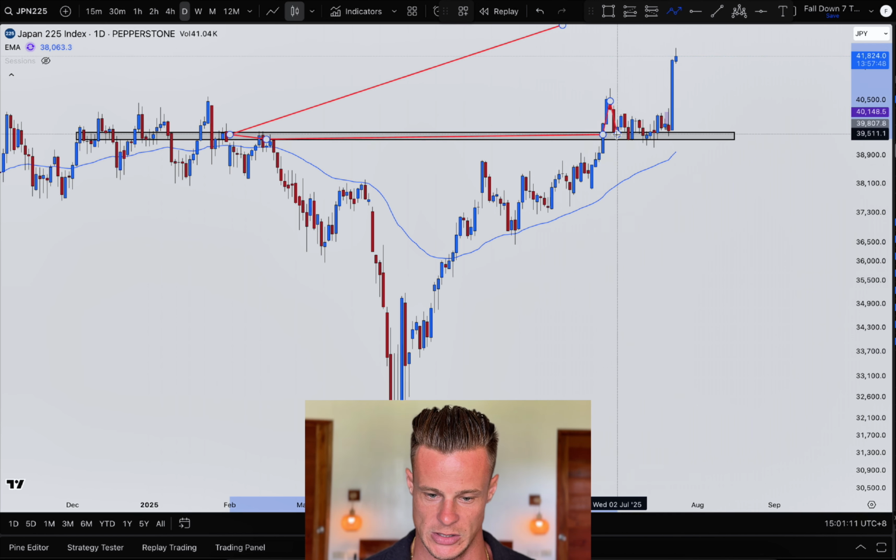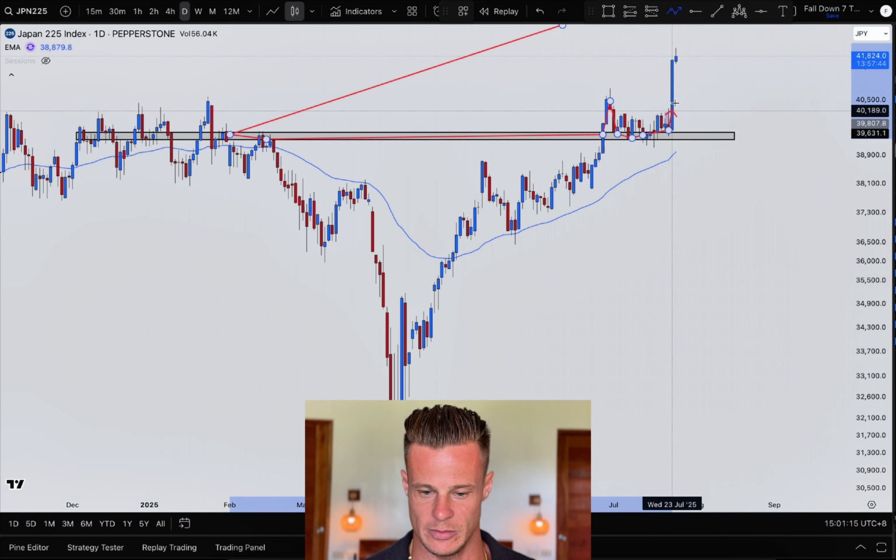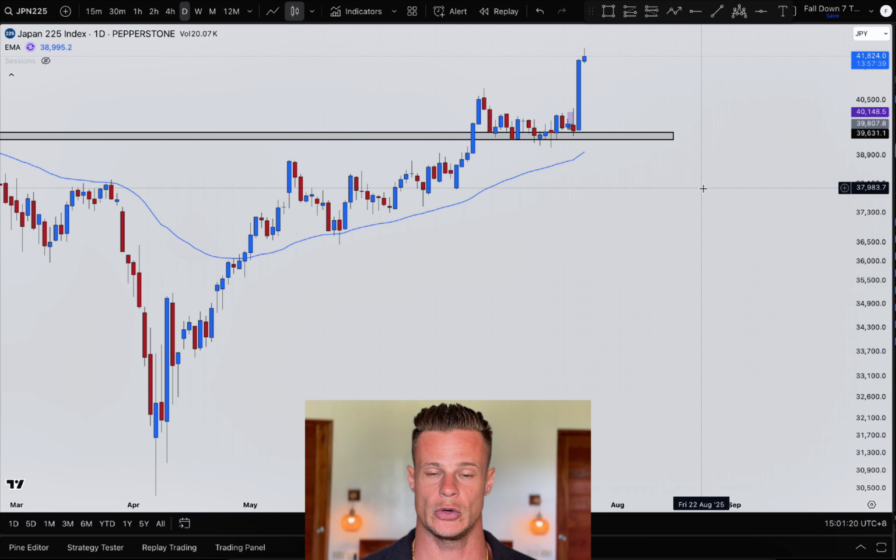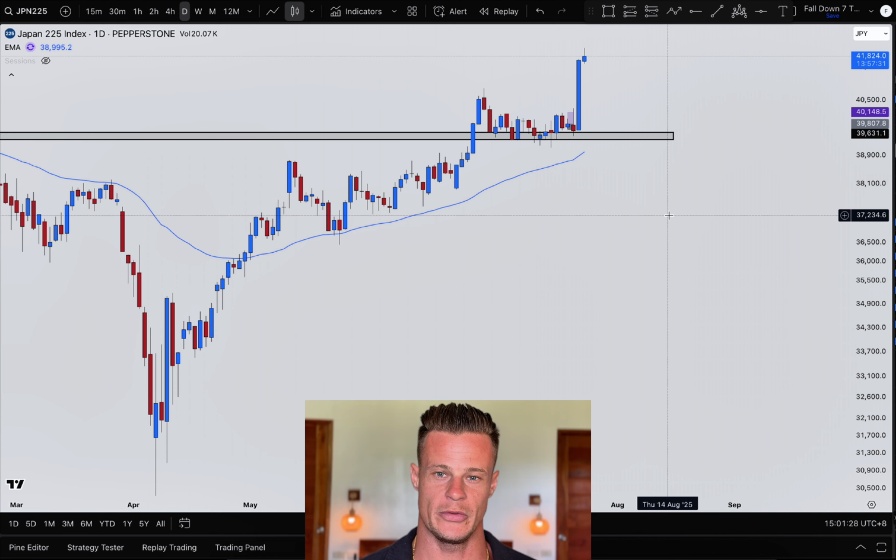You can see we use the support once, twice, 3 times, 4 times, and then we bounce very strong. So when you can find very, very strong support or resistance, it can massively improve your trading strategy and your trading win rate.